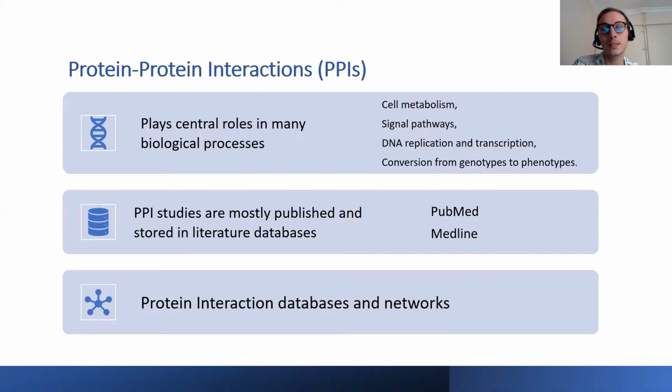Protein-protein interactions play a central role in many biological processes such as cell metabolism, signal pathways, DNA replication and transcription, and conversion from genotypes to phenotypes. Considering their central roles in those processes, PPIs have been widely examined in many biomedical studies. Fortunately, these studies are mostly published and stored in literature databases such as PubMed and Medline. There also exist some protein interaction databases and interaction networks that store the current knowledge in a structured format.